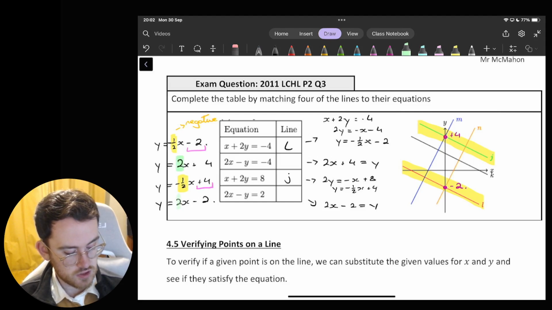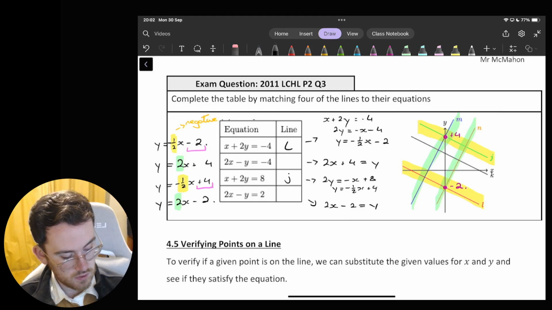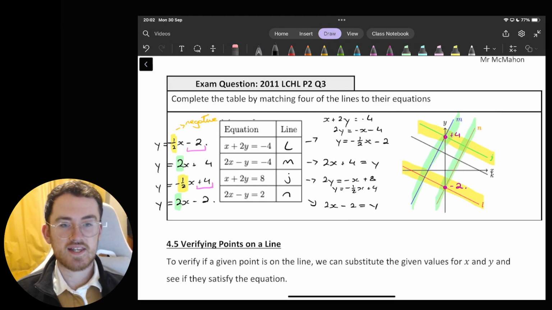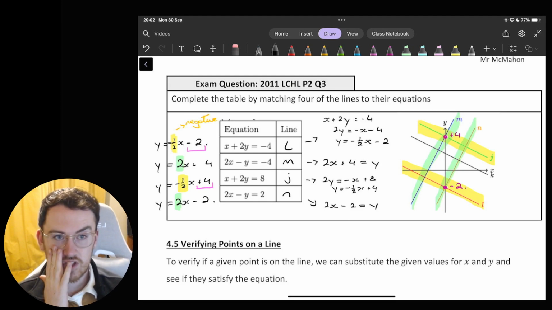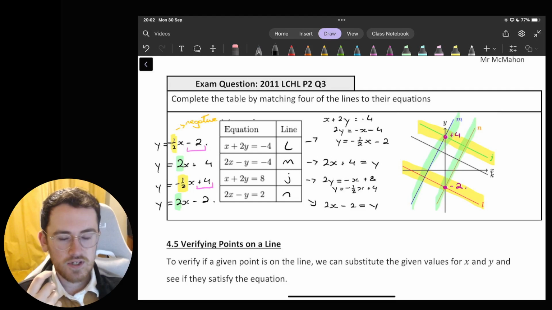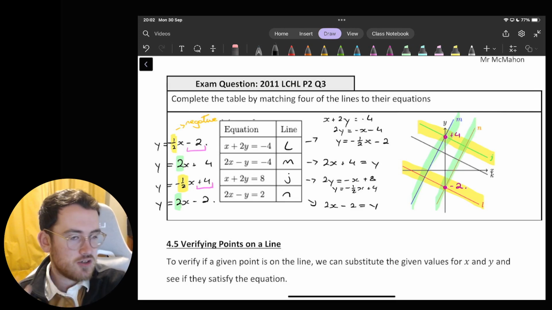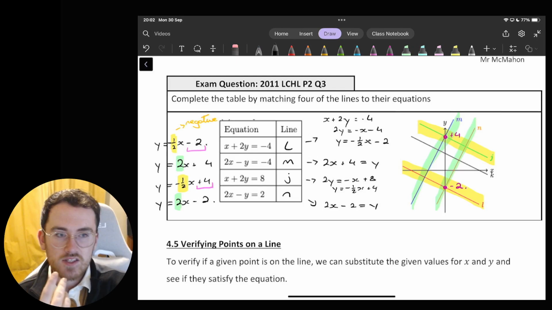Again, the slope is 2, so it's going to be these 2 here. And again, I can look at the y-intercept and see this one crosses at 4, so that is m, and the other crosses at minus 2, so that is n. So using all of that information, we can see the slope-intercept form gives us that much information easily. It is one that's worth being able to manipulate into, and it's just recognizing when that's going to be useful for you.